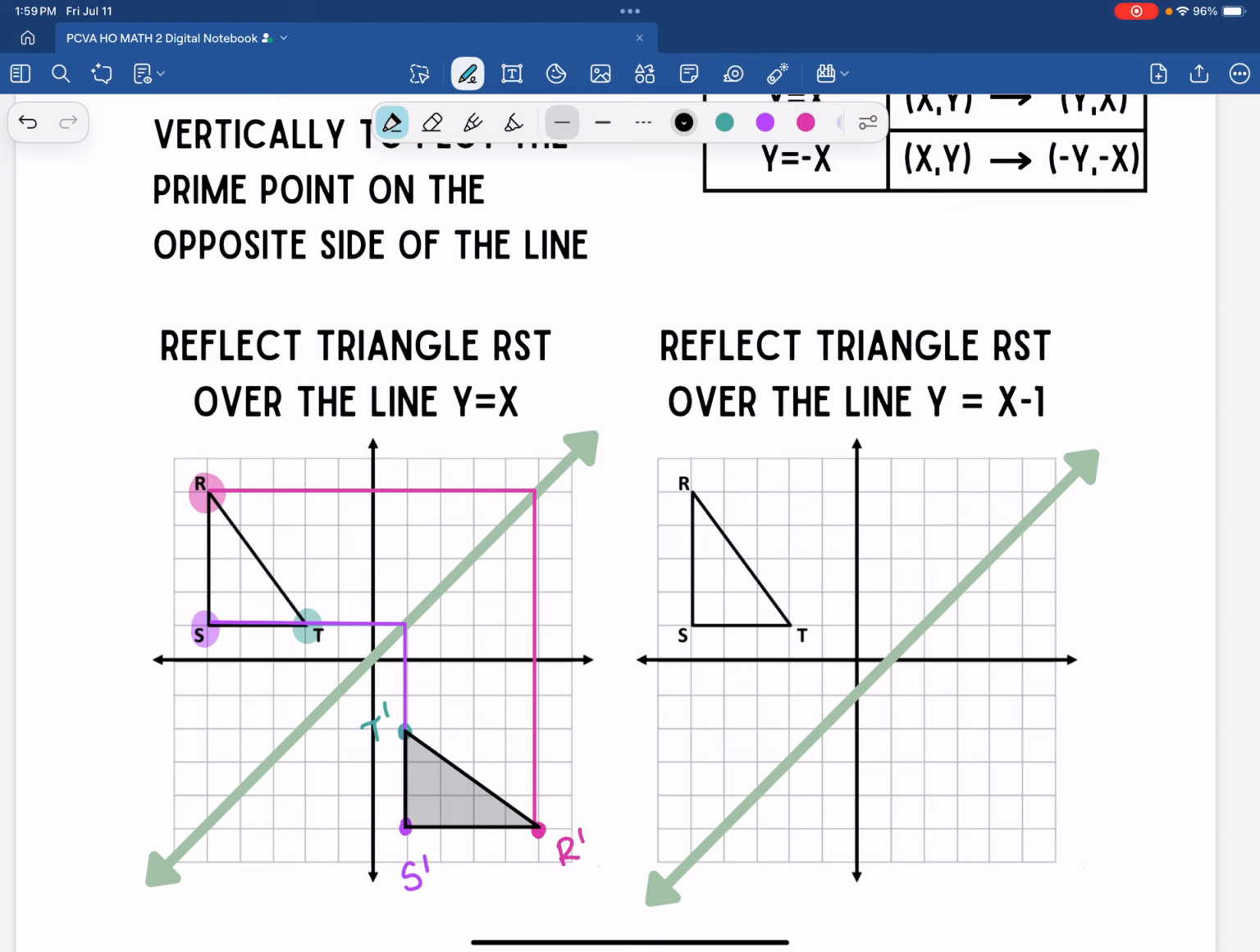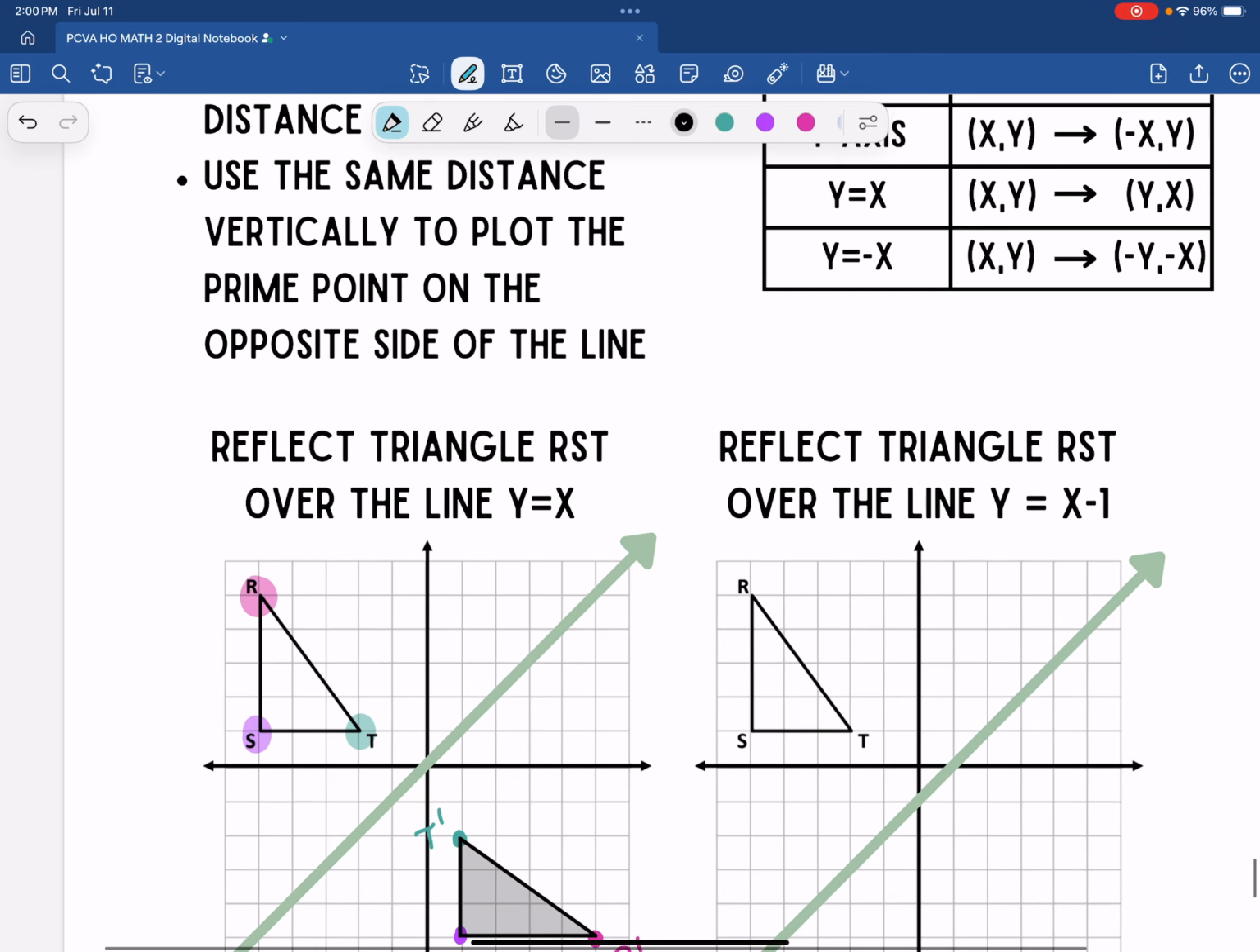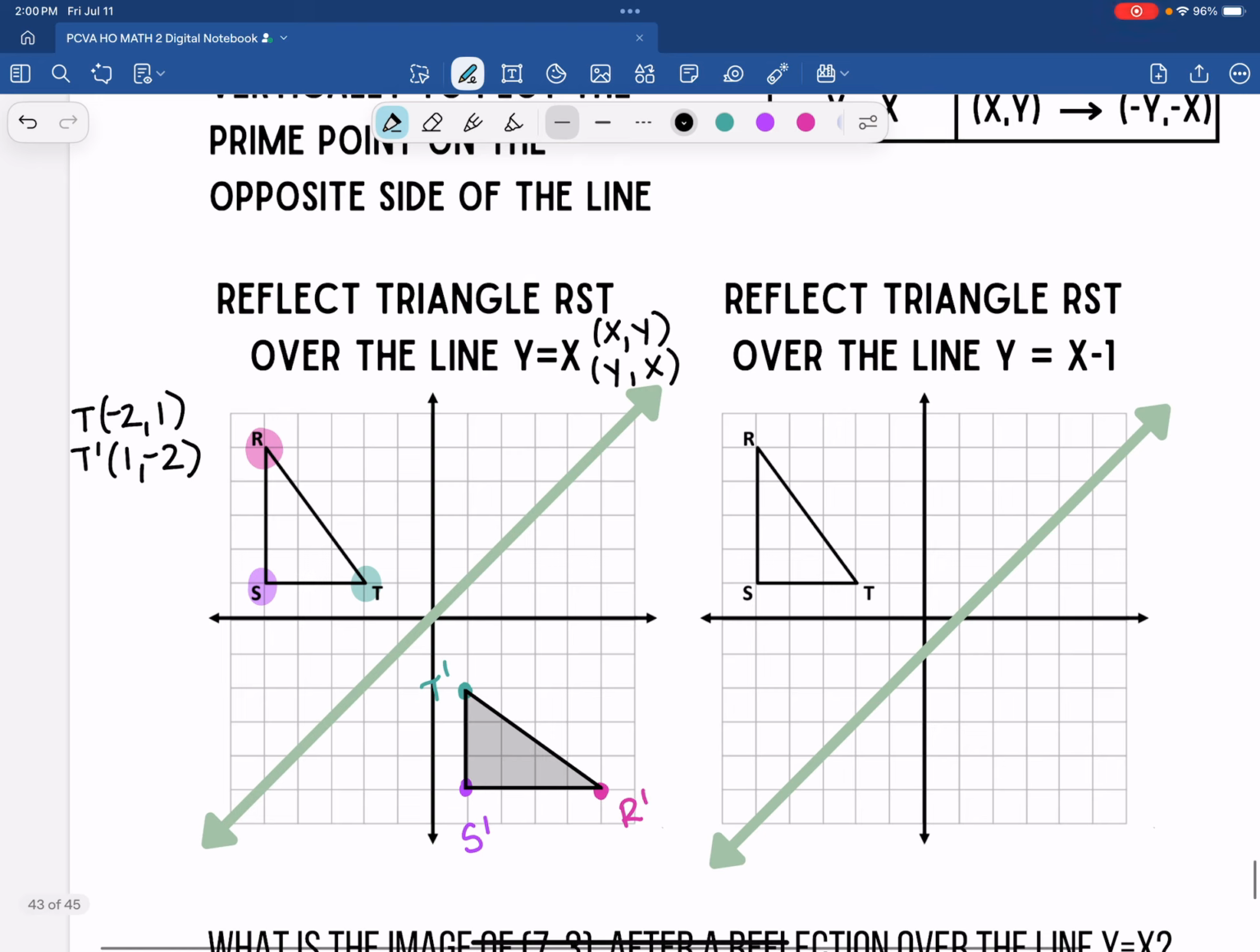Now, another way that I can do it, so obviously I've shown you the lines. I'm going to delete these right here so you can really see that reflection. Now, if we use y equals x, that means that if we have x and y, we're going to do y and then x as my rule. So T is currently the point -2, 1. That means T prime is going to be 1 and -2. So that's exactly what we found here. We found 1, -2 for T prime.